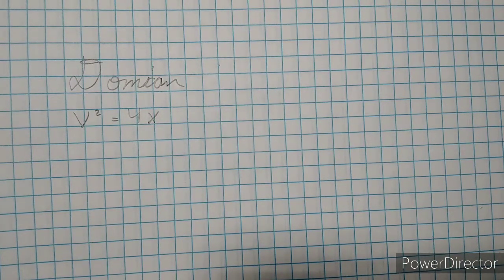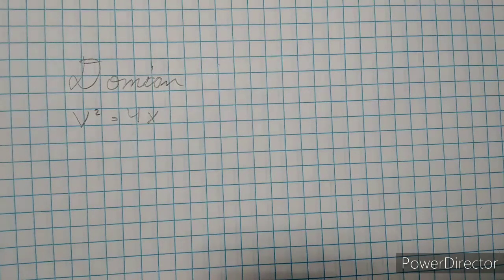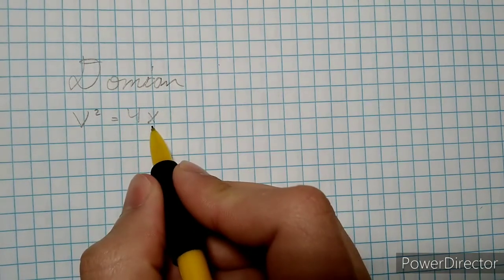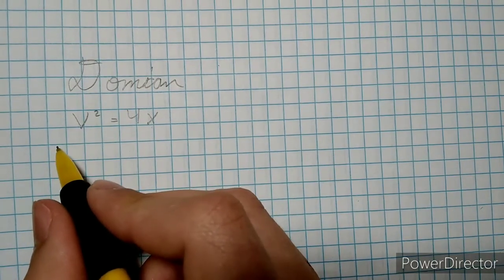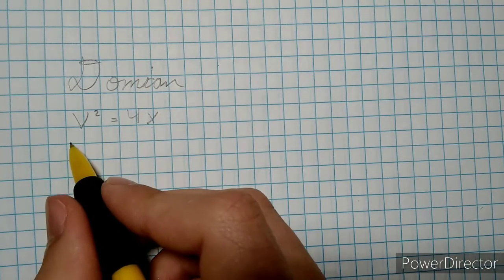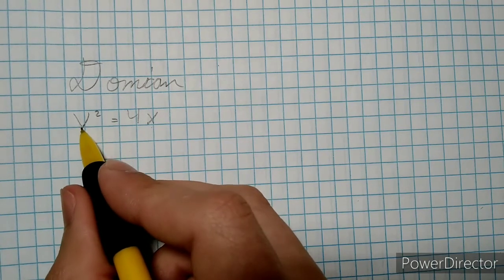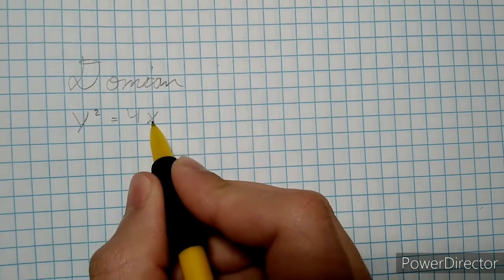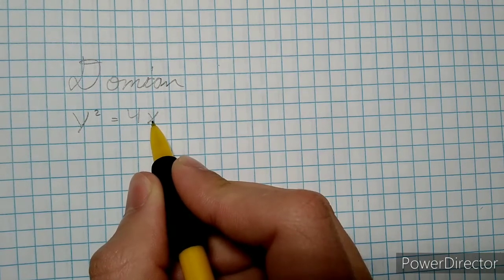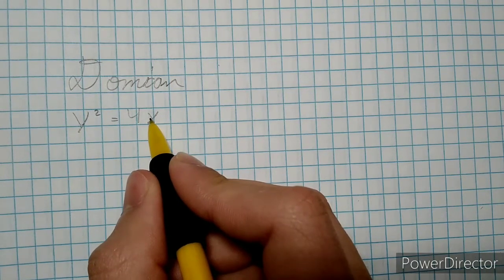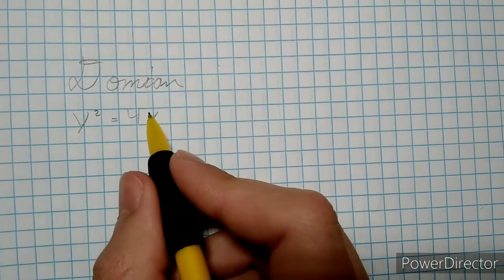In this equation, the values that you put in would be the x values right here, and the values you would get out would be the y. So the y values are dependent on the x values. So the question with the domain is, what domain values can you put in? And that's how you define the domain.